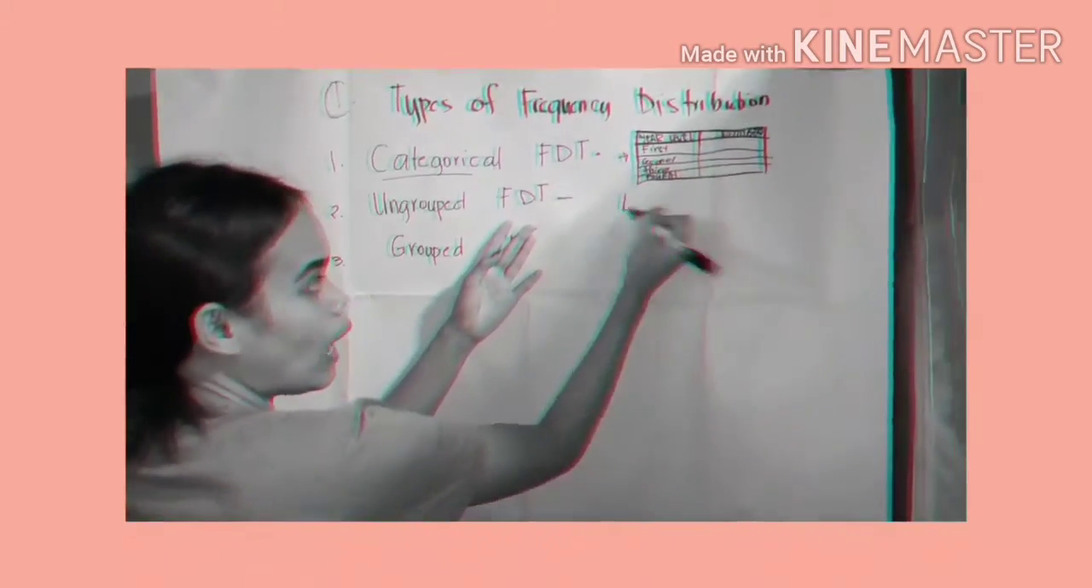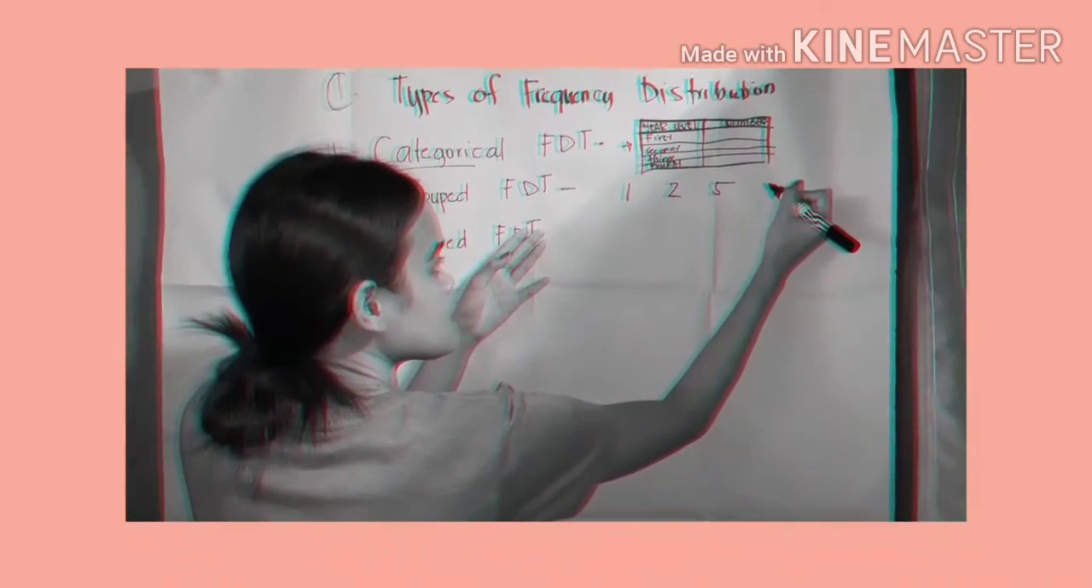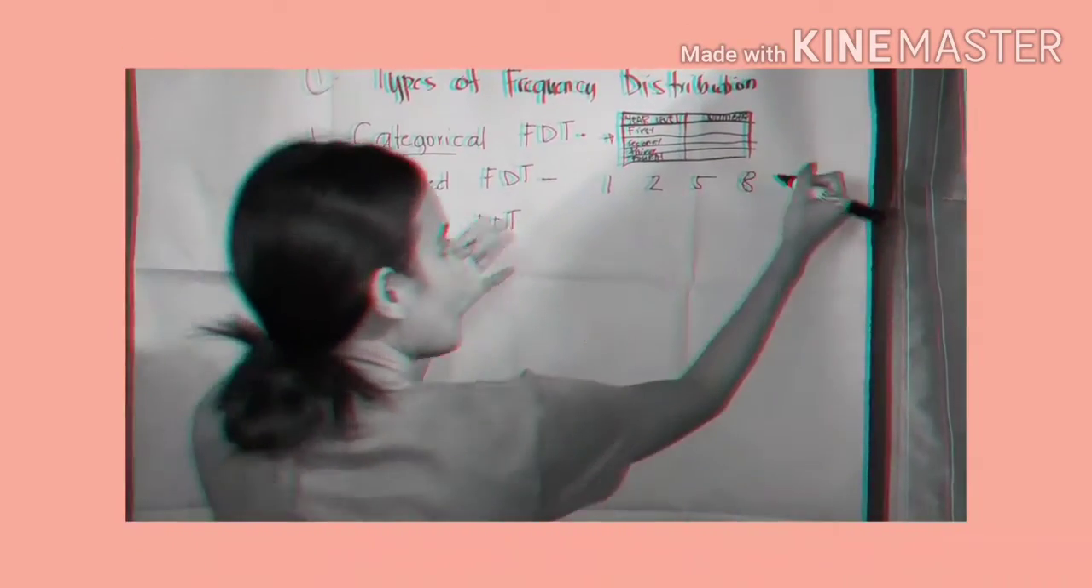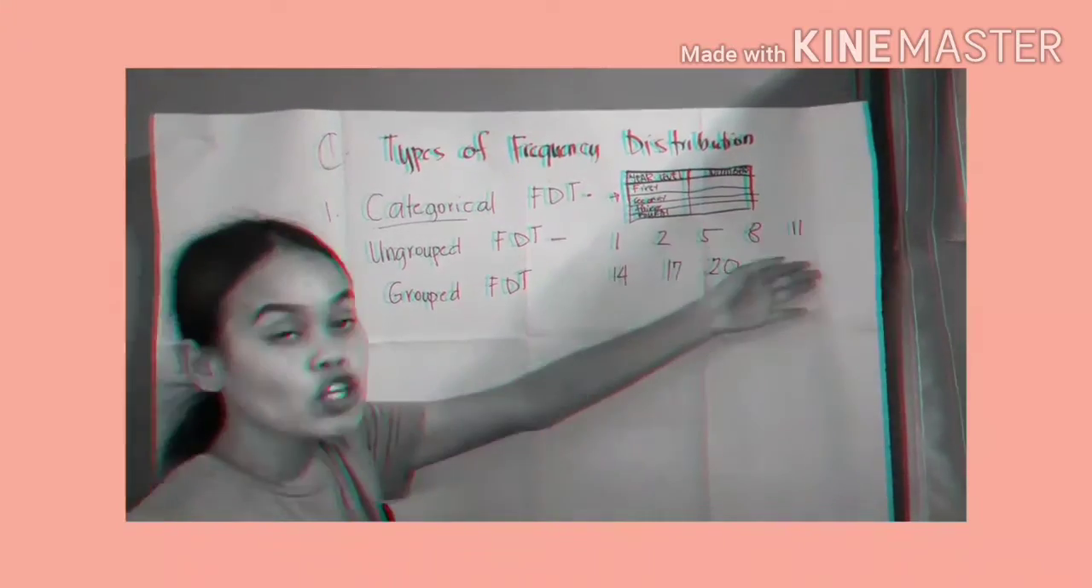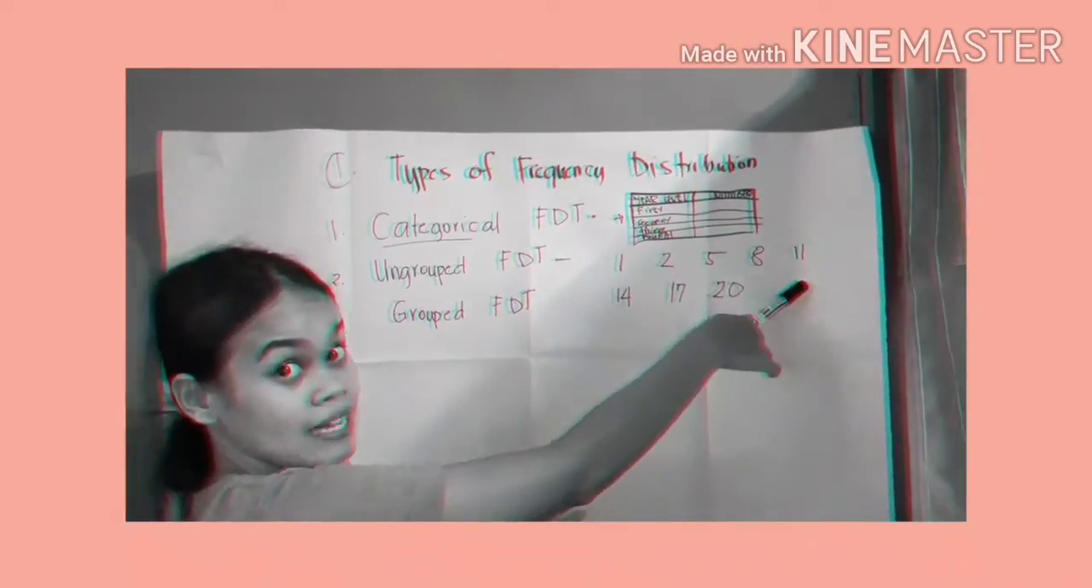So second is the ungroup FDT. So use for numerical data wherein the range difference between maximum and minimum value is small. For example, the ungroup data is 1, 2, 5, 8, 11, 14, 17, 20. So this is what we call ungroup FDT. So it is ungroup because wala man siya nag-group diba. So wala siya ang ungroup data.